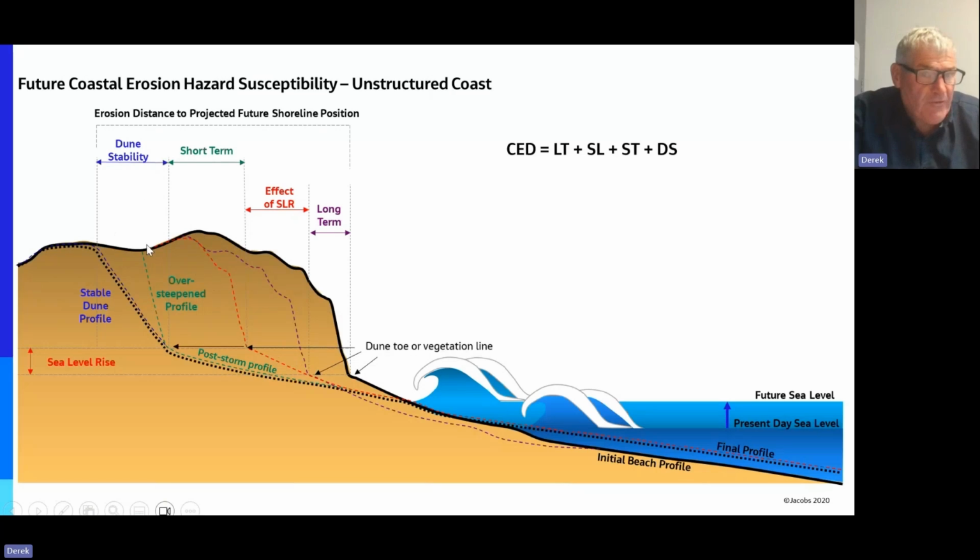Then we could still have our short-term storms. They will still occur. We will still get very extreme storms, and we will still get those failures occurring. So all of that goes to create our coastal erosion distance in the future. So it's a combination of the long term, the sea level, the short term, and the dune stability.